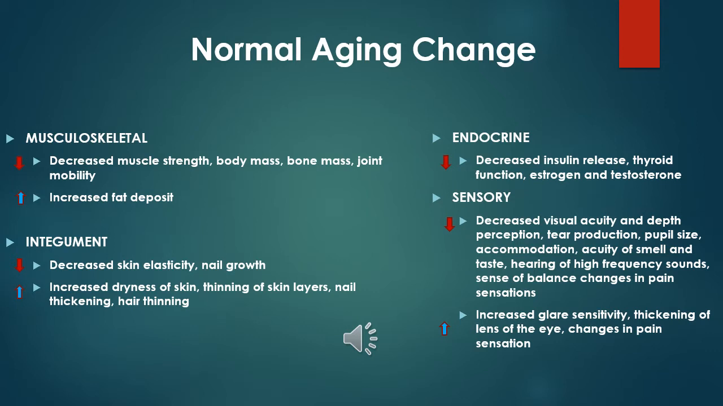Moving on to skin, they often have a decrease in skin elasticity and a decrease in nail growth, and the nails can also be brittle. There is an increase in the dryness of their skin, thinning of the skin layers, so you'll notice that you can often see their vessels under their skin very easily, and they're also very prone to skin tears as well. There may be nail thickening, if not brittle nails, depending on their diet, and hair thinning is also common.